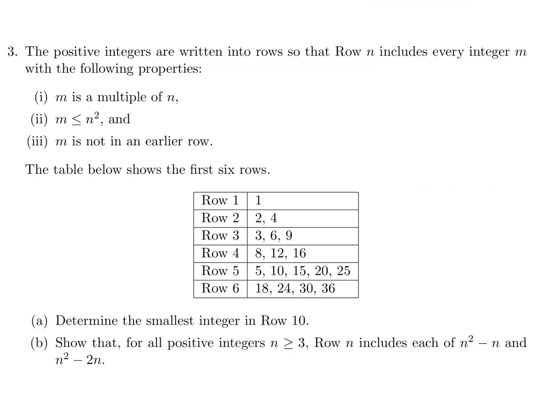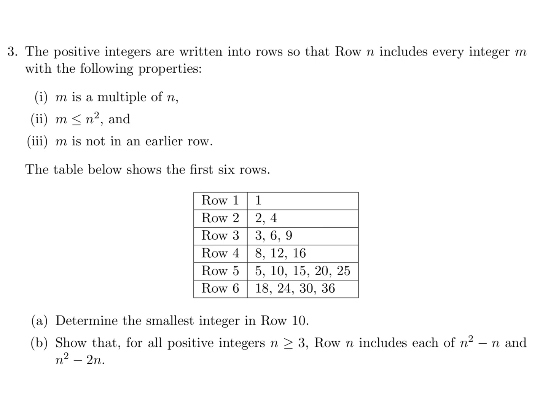The positive integers are written into rows so that row n includes every integer m with the following properties. M is a multiple of n, m is less than or equal to n squared, and m is not in an earlier row. The table below shows the first 6 rows. Determine the smallest number in row 10.